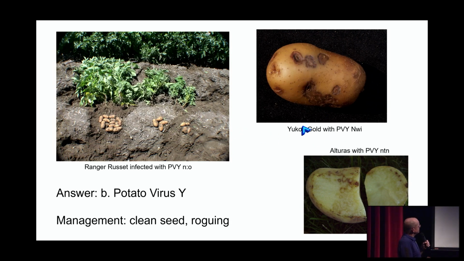PVY Wilga on a Yukon Gold, you actually get these external lesions on the tuber that look somewhat circular in nature. And here's PVY NTN on Alturas. I apologize for the picture being a little bit dark, but there are these little round rings or arcs on the inside of the tuber. So the symptoms can be wide-ranging, and really the key to managing PVY is to buy as clean seed as you can get.